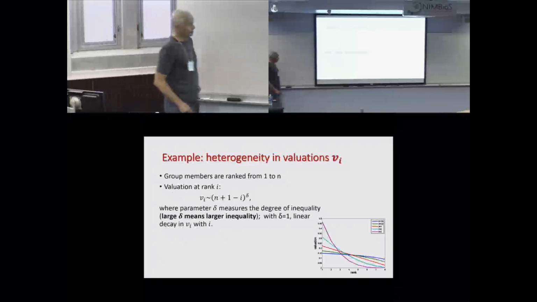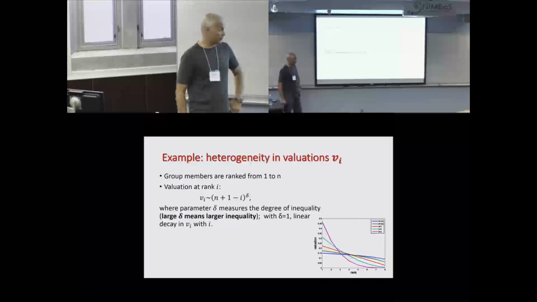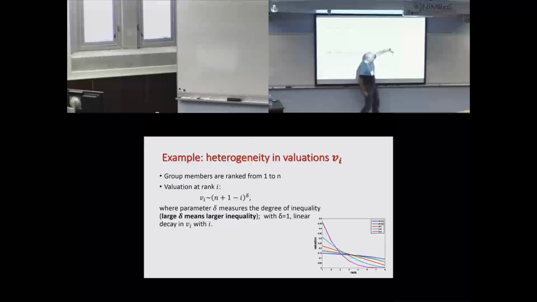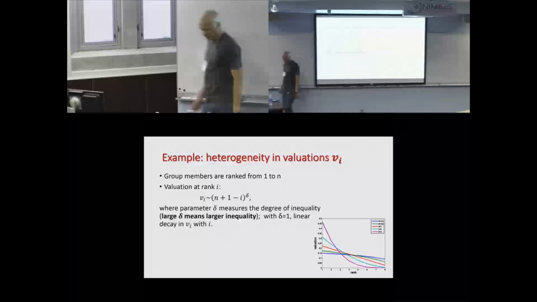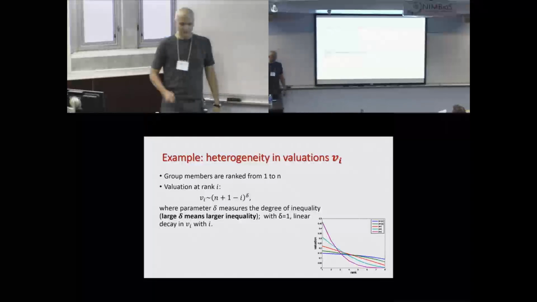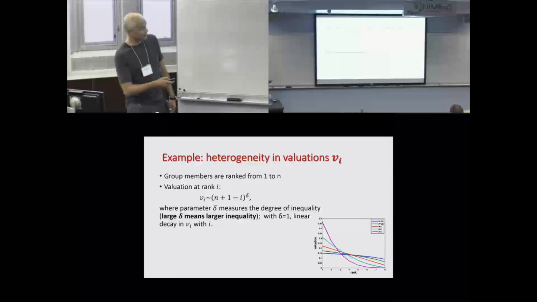So now I want to introduce inequality in this group. The way I do it, I have a particular parameter delta that basically tells how rapidly the share of the reward an individual gets drops with its rank. So small delta will mean equality, large delta will mean that the alpha individual gets the biggest share of the reward. Okay, so this is a way to get inequality.